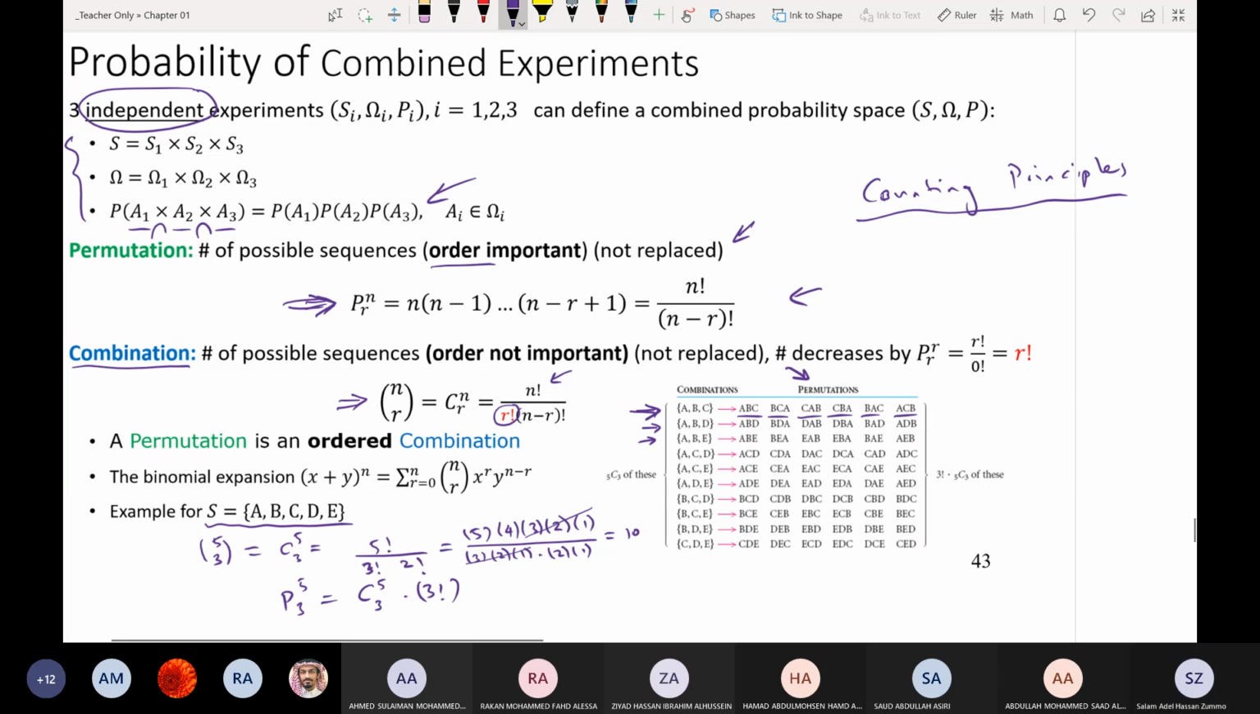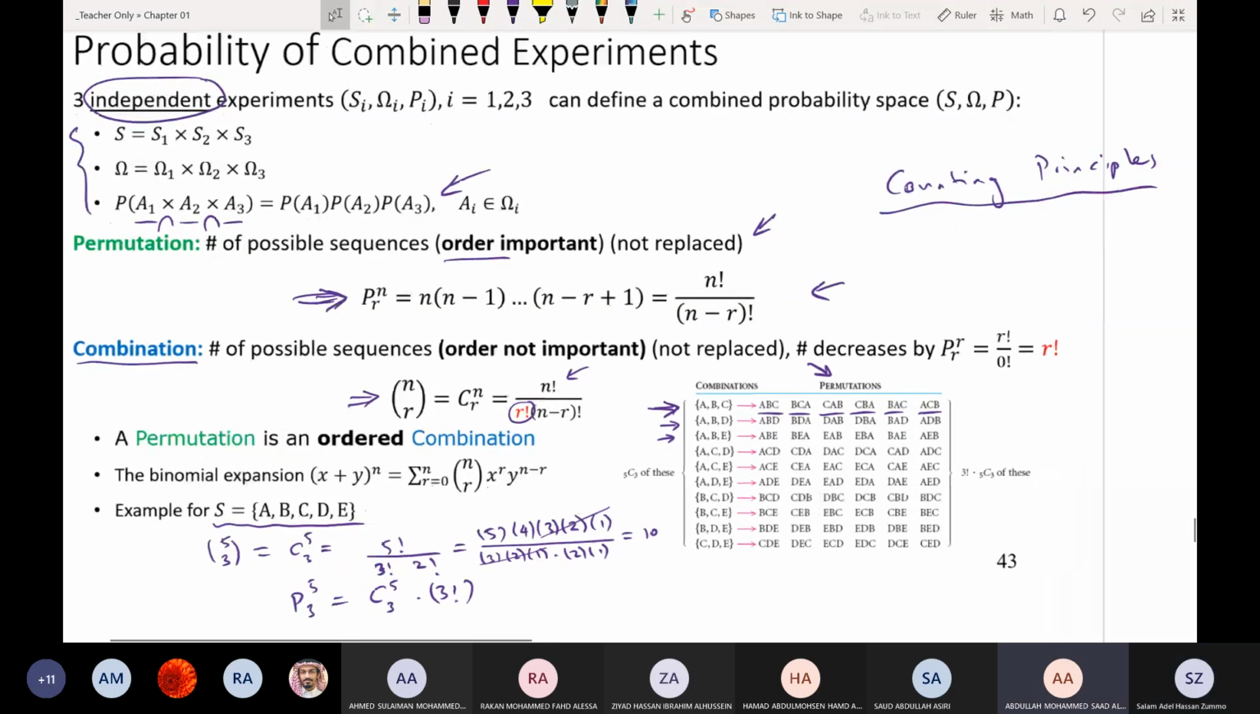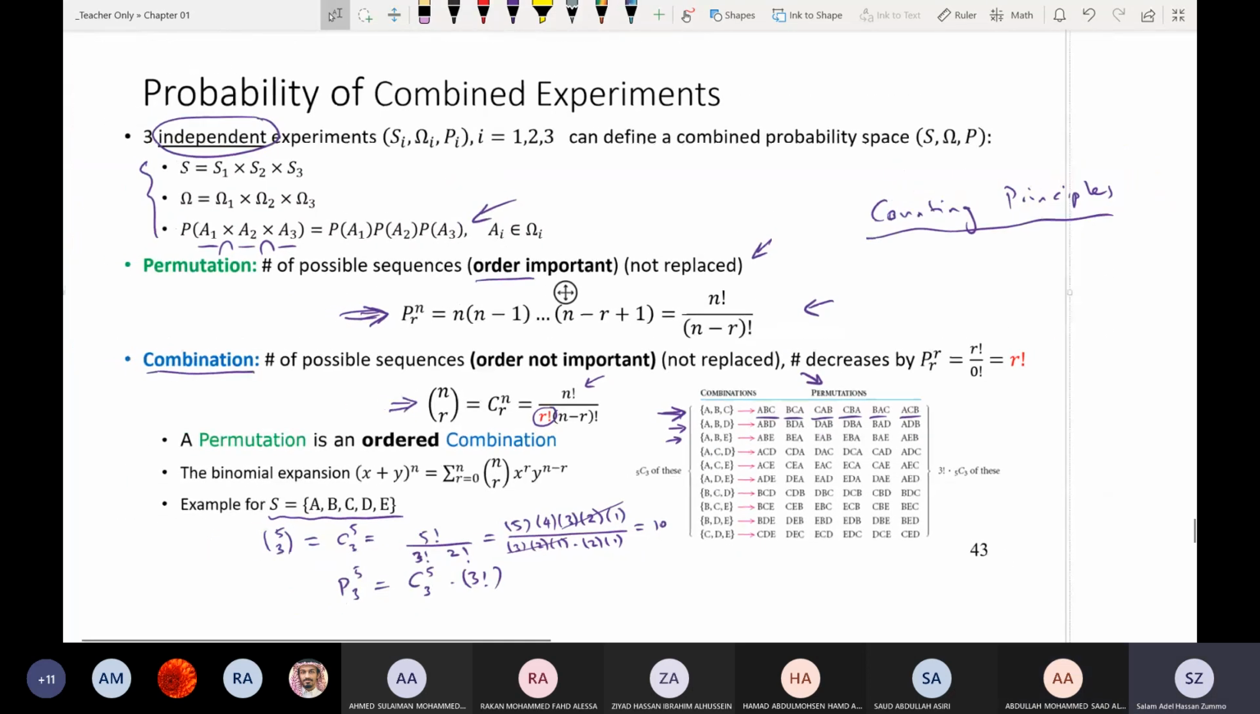Okay. Is it clear, everyone? I have a question. Can you repeat how we got 3 factorial? The last line. How did we eliminate the 3 factorial?